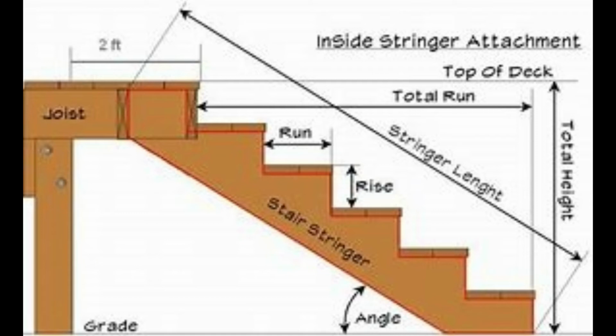Okay? The next calculation is the stringer length, and this may need a calculator. So it is the square root of the total rise plus the total run plus the phantom run, squared. The stringer length divided by the number of risers equals the pitch.